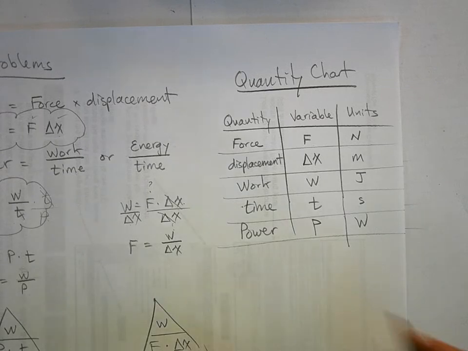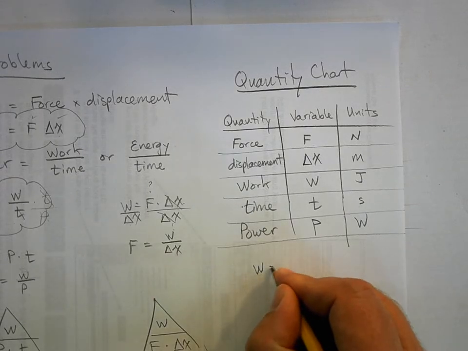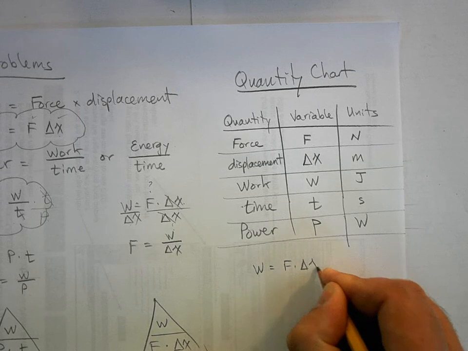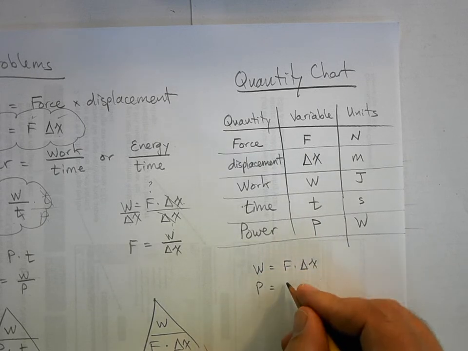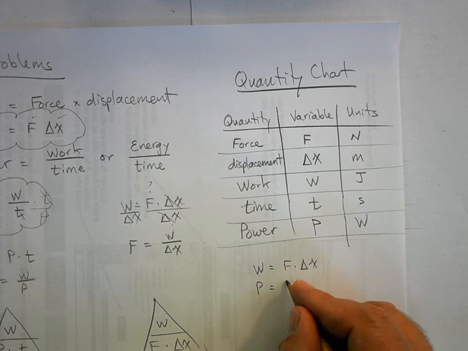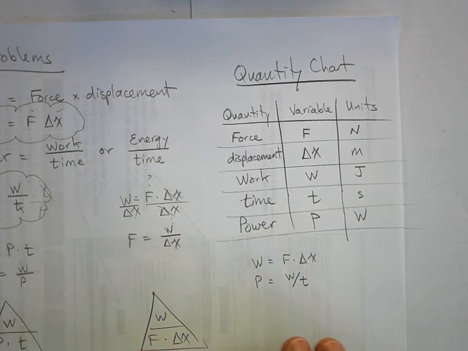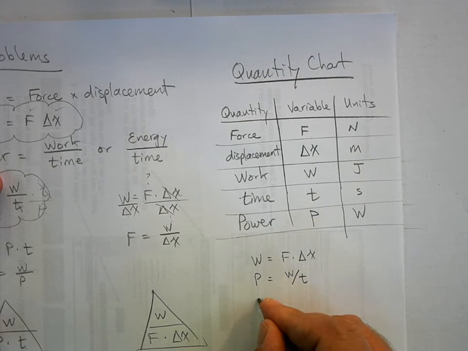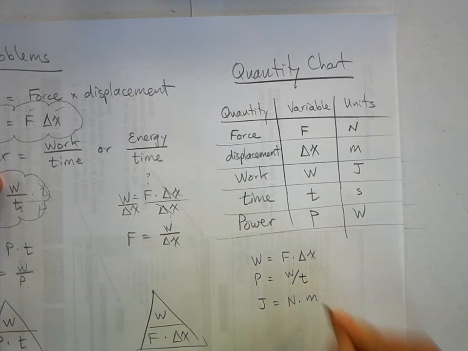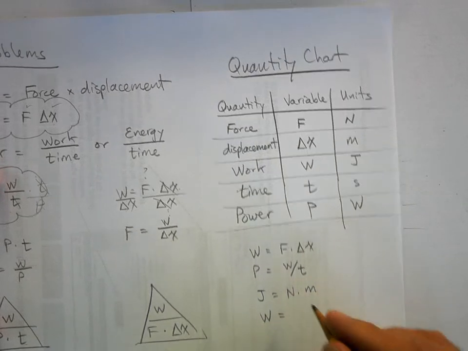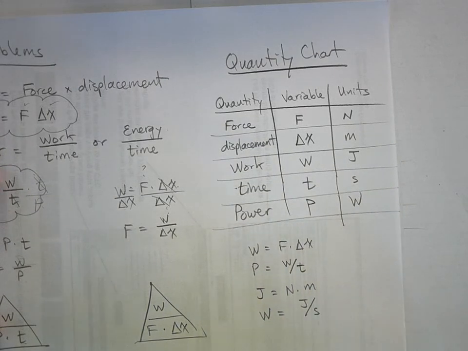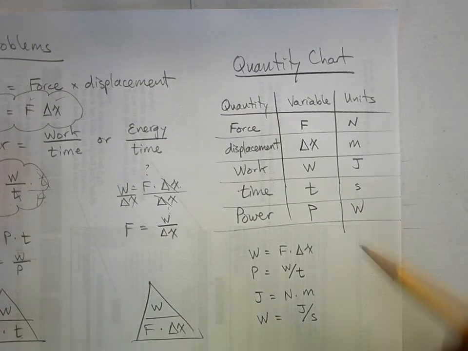And then we have the formulas that we need. Work equals force times displacement. Power equals work over time. And then we have units. A joule is a Newton times a meter. A watt is a joule per second. So this is just to kind of summarize everything in a little chart here. Make it easier to solve these problems.